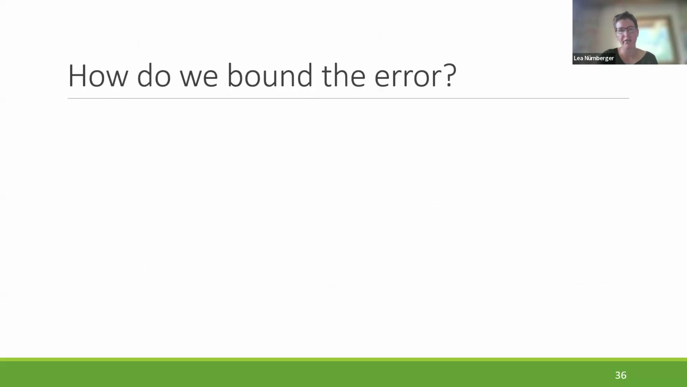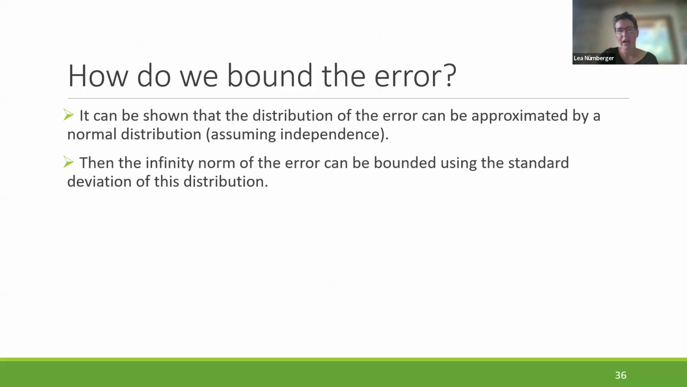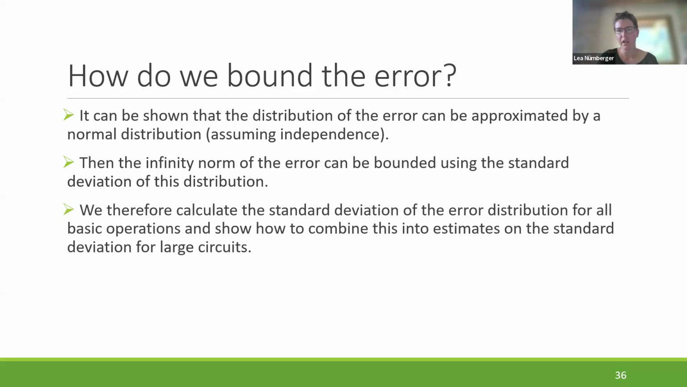So how do we obtain those bounds? It can be shown, if we assume independence, that the distribution of the error can be quite well approximated by a normal distribution. And for a normal distribution, we can give the probability that a normally distributed value lies within a certain number of standard deviations from the mean. So we can use the standard deviation to bound the infinity norm of the error with high probability. So we calculate the standard deviation of the error distribution, and then combine these.